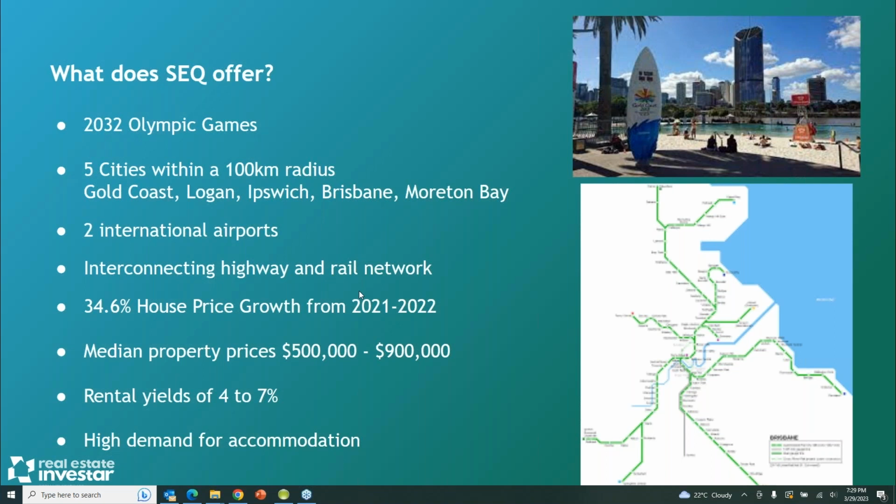Still affordable, as I mentioned there, median values in the suburbs in the Southeast Queensland corridor are from around $500,000 to $900,000. The market is really moving. There are a lot of suburbs now with median prices well over $1 million. So again, people are moving here and are prepared to pay that higher price.